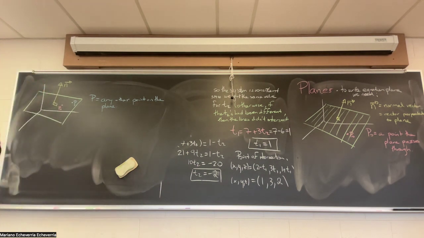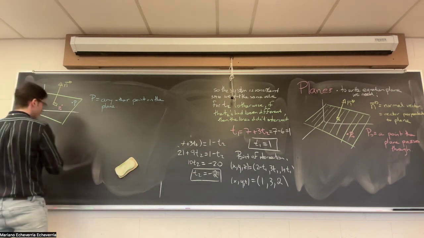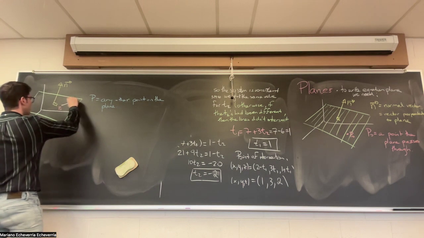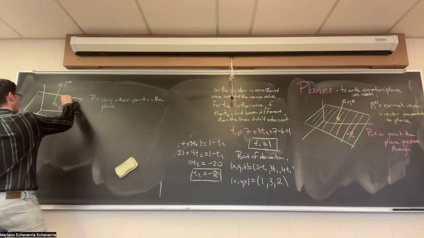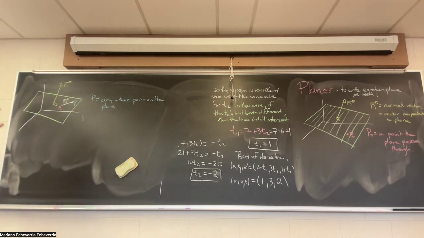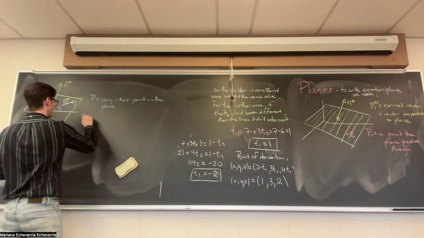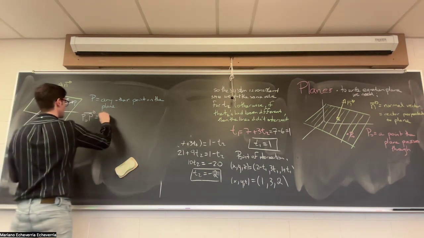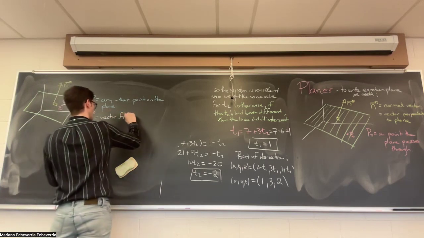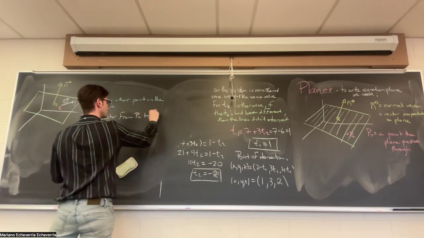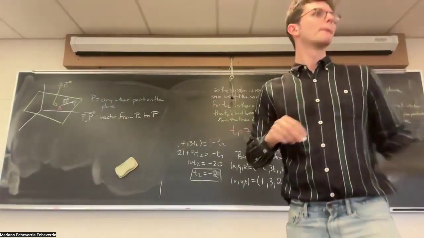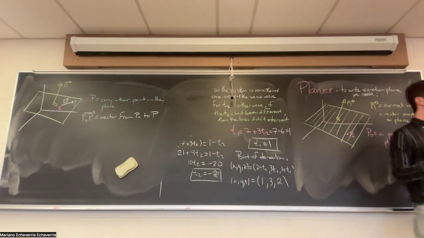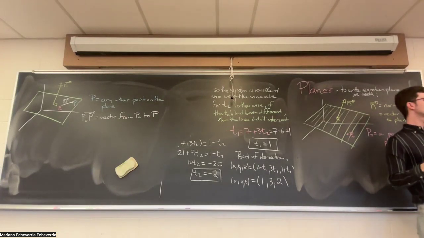Once you have those 2 points on the plane, what you can do is, for example, draw the vector P naught P. If you remember from last time, this is the vector that goes from P naught to P. Let me draw it for you on the iPad.